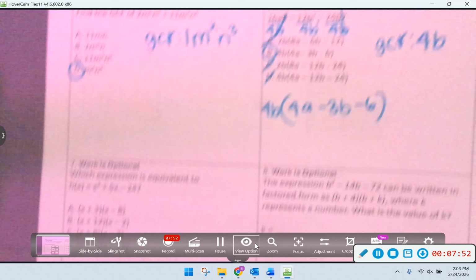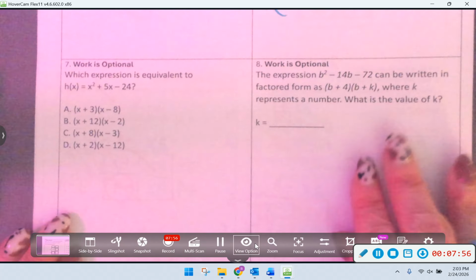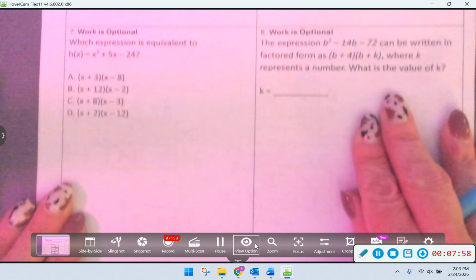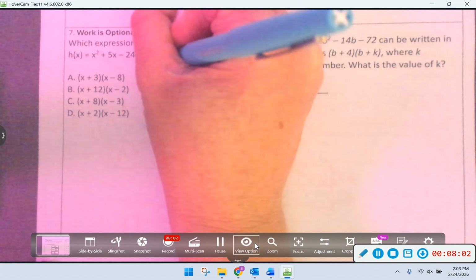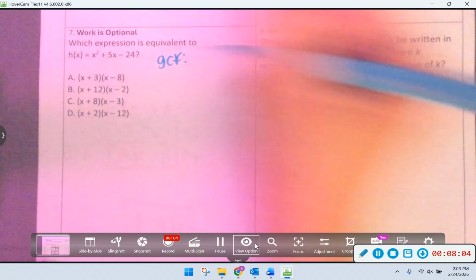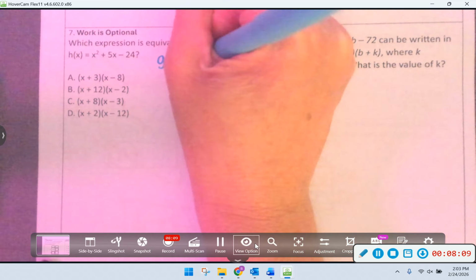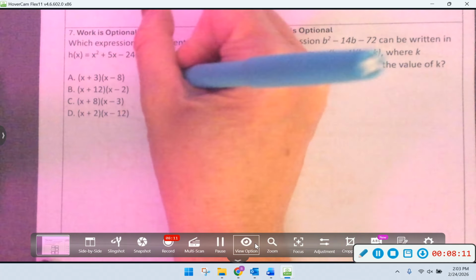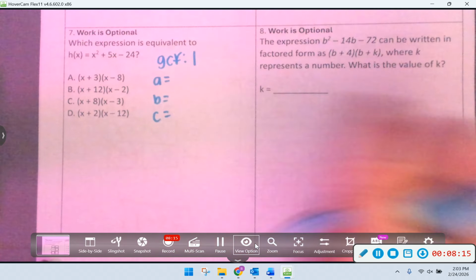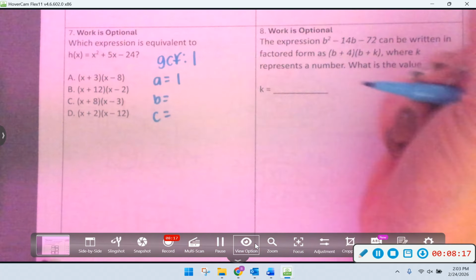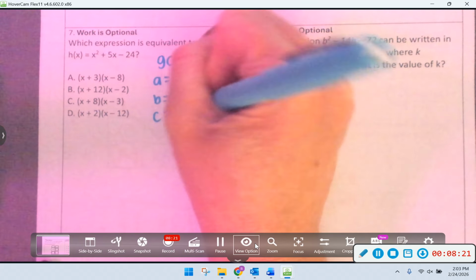Okie dokie. All right, moving right along. On the bottom of our paper here, we're going to have to do some boxes, all right? So we're going to check our GCF first. Our GCF for 1, 5, and negative 24 is going to be 1. All right, then I like to write my A, my B, and my C. My A is in front of x squared, which is 1. My B is in front of x, which is 5. And my C is the last number, negative 24.